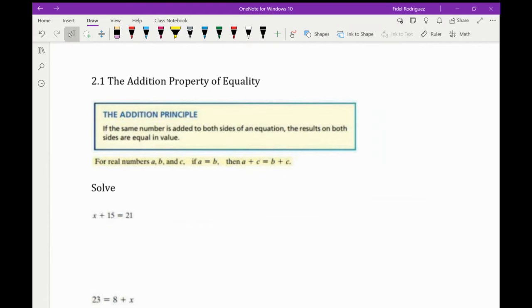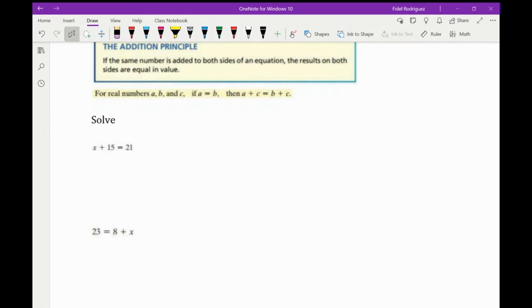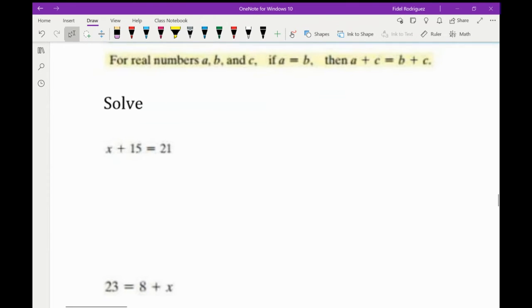So this is when we're going to start getting into a little bit more algebra, and we're solving an equation. And so the idea here, guys, anytime we're solving an equation, we're trying to get the letter all by itself, okay? This is always the objective in solving the equation, is just trying to get the letter by itself. So the first problem here says, let's solve x plus 15 equals 21.